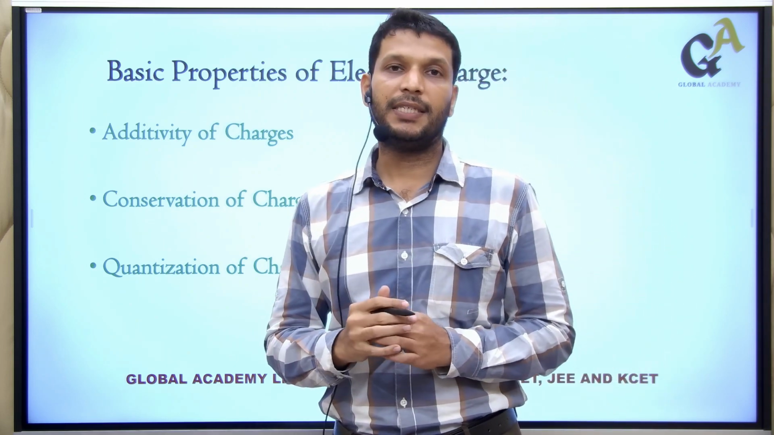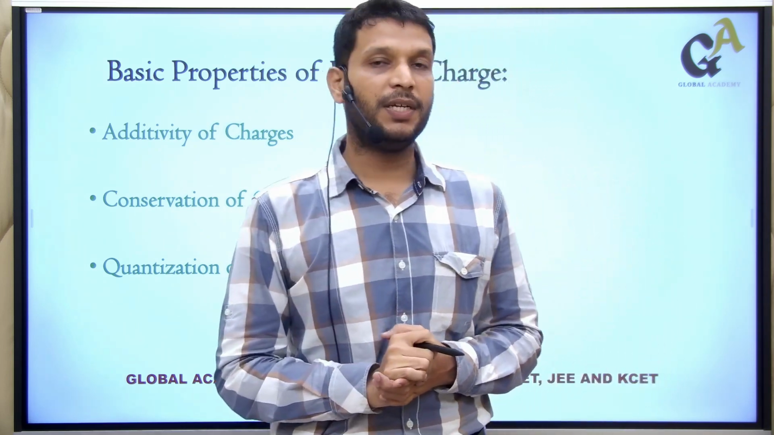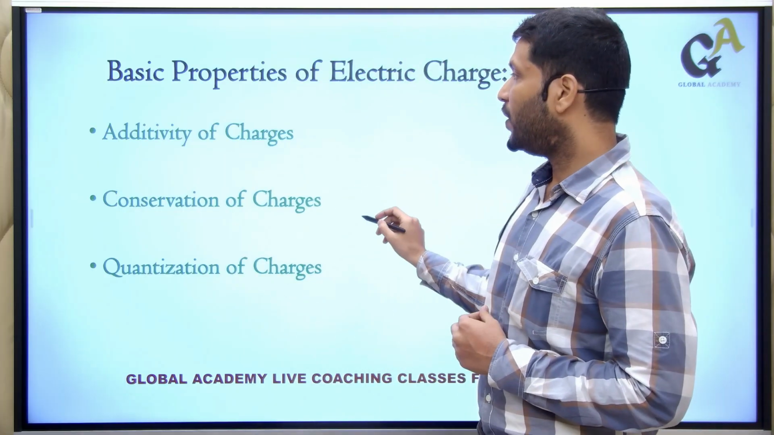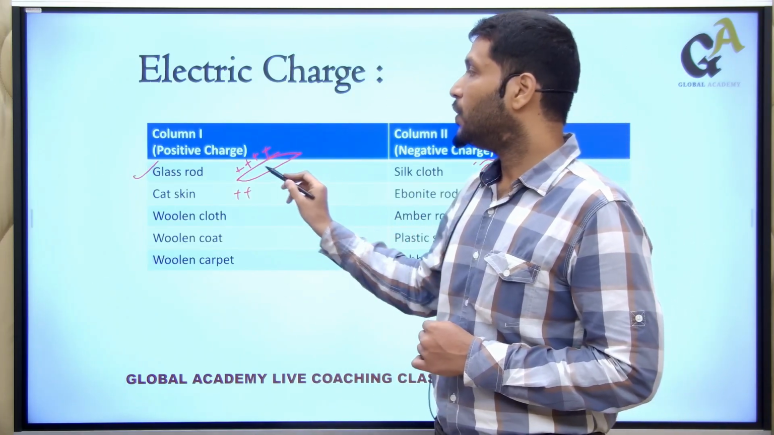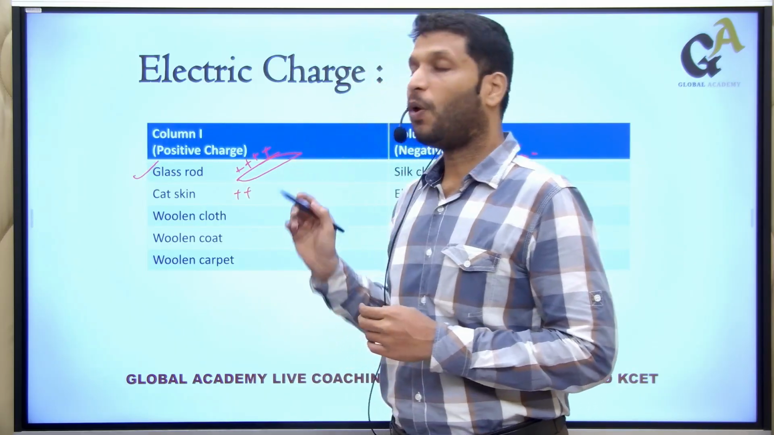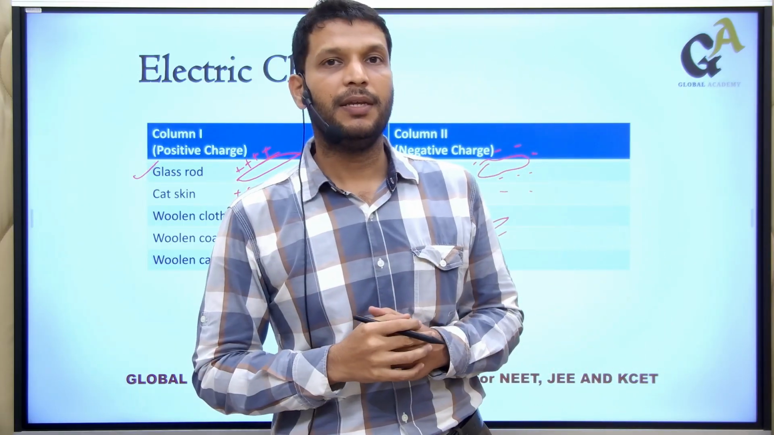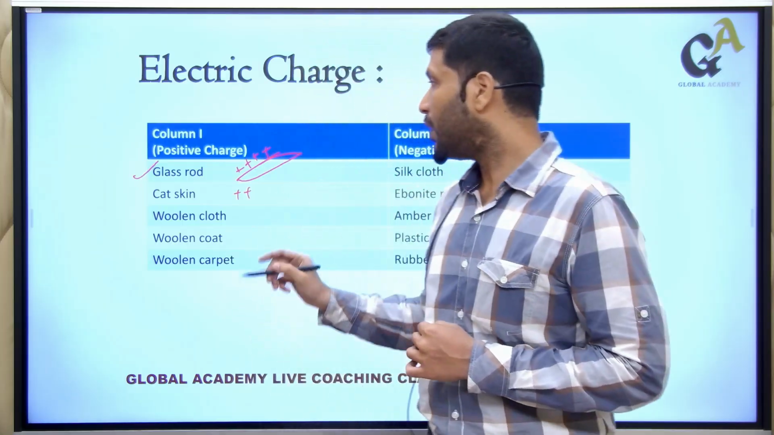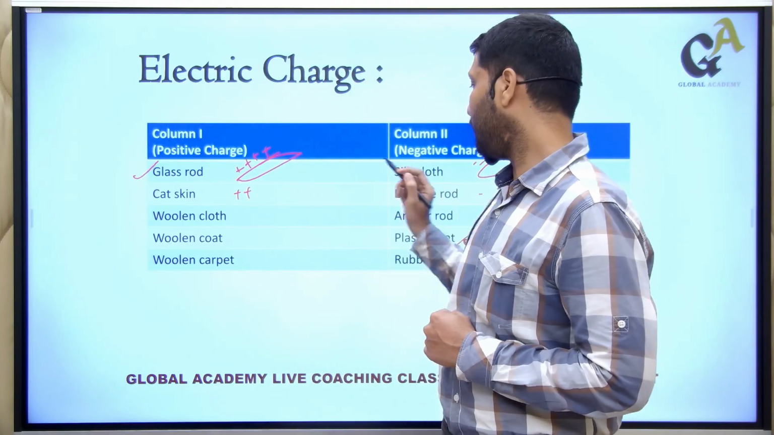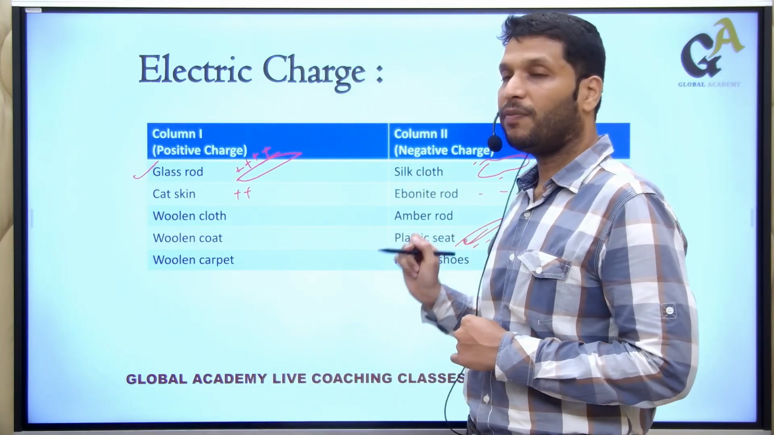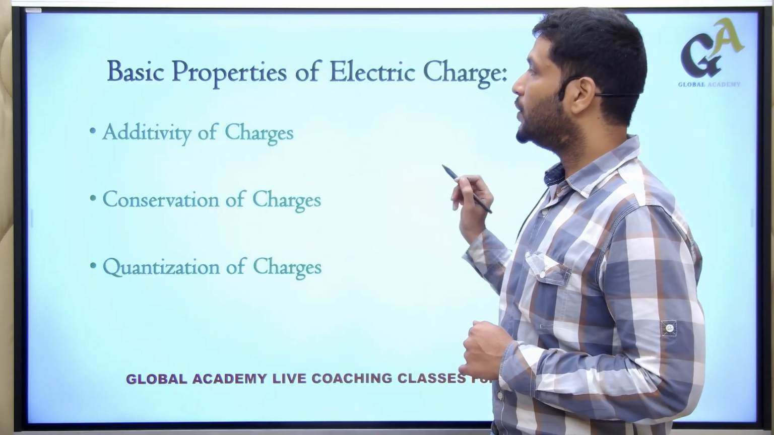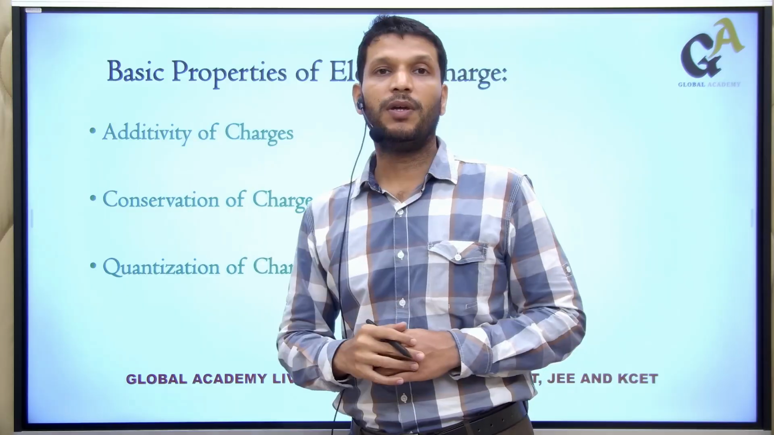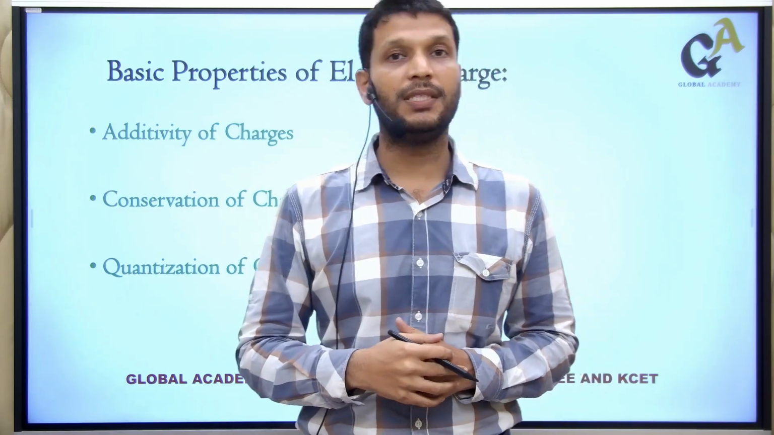Now let us discuss the basic properties of charges. When you consider the examples in this tabular column, you have observed that some bodies get charged by rubbing. Here the glass rod is positively charged, and the plastic rod is negatively charged. Now let us discuss what the properties of these charges are.